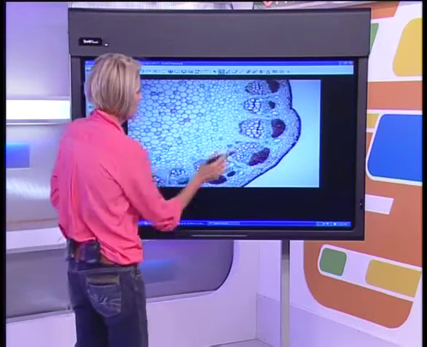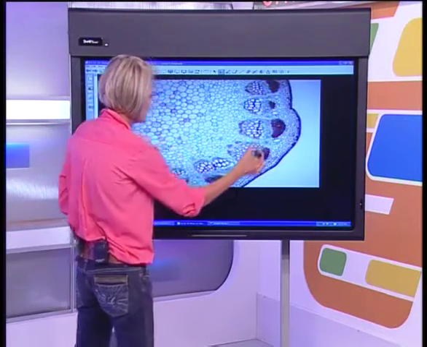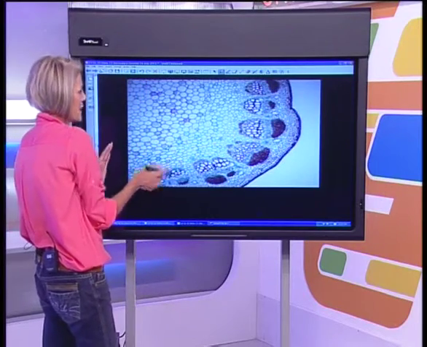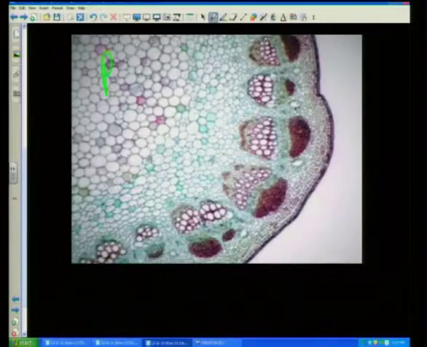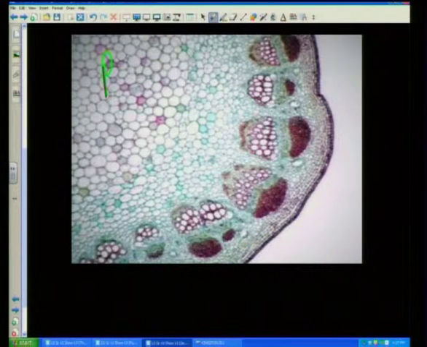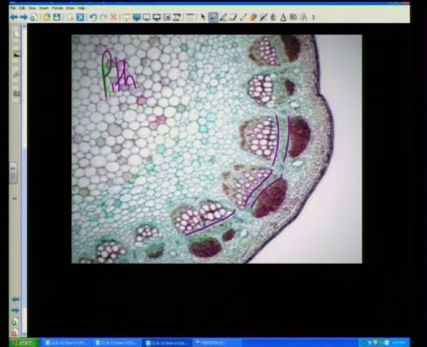So here are your vascular bundles. They're all arranged in a circle, very close to the outside of the stem. Here is the pith. The pith is right in the center. Here are all your vascular bundles. Now, there is the cambium in each one, and I need to show this to you because it's very important. Well, there's one there, and here's another one there.